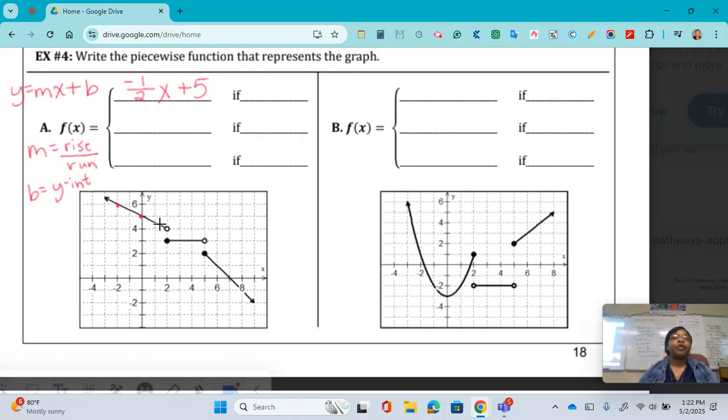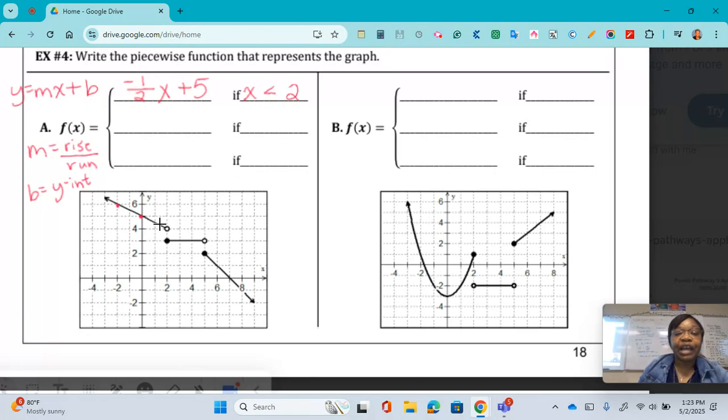I also have to state my restrictions. This is for x values. Since this graph is going to the left, is it greater than or less than? Less than. X values that are less than what x value? 2. Will I have a line under my inequality? No, because it's an open circle. So it's not included.